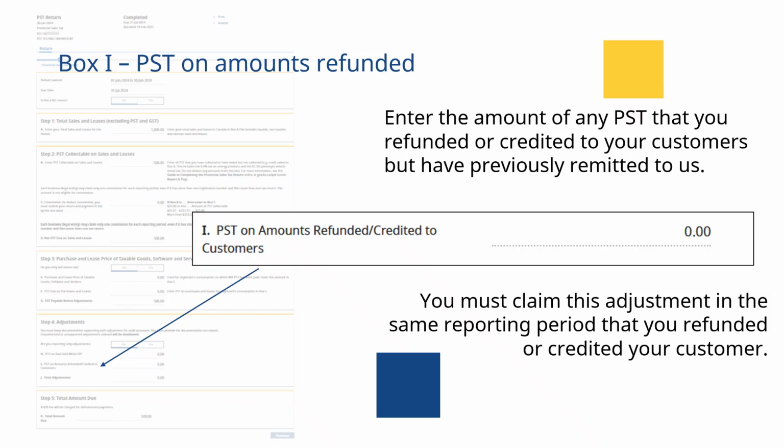Box I is where you'll enter the amount of any PST that you refunded or credited to customers but have previously remitted to us. So for example, refunded PST to a customer to correct a billing error or when they returned an item that they had purchased from you. You must claim this adjustment in the same reporting period in which you refunded or credited your customer. If you don't claim it in the same reporting period, you again must apply separately for a refund.